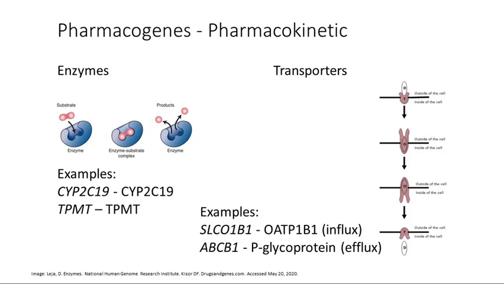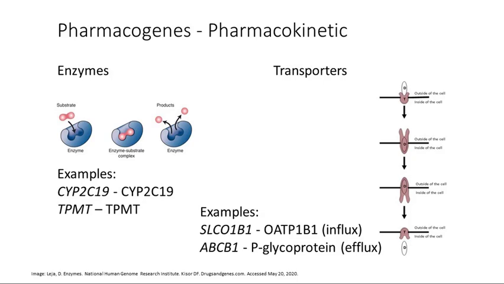The other component that we're going to talk about are transporters, and again, drugs moving out of the body. They can also move into the body by transporters, influx transporters or efflux transporters. And I have a couple of examples on the right side of the slide: SLCO1B1, which is the gene that produces the organic anion transporter protein 1B1, and then ABCB1, which produces the very researched P-glycoprotein efflux transporter.